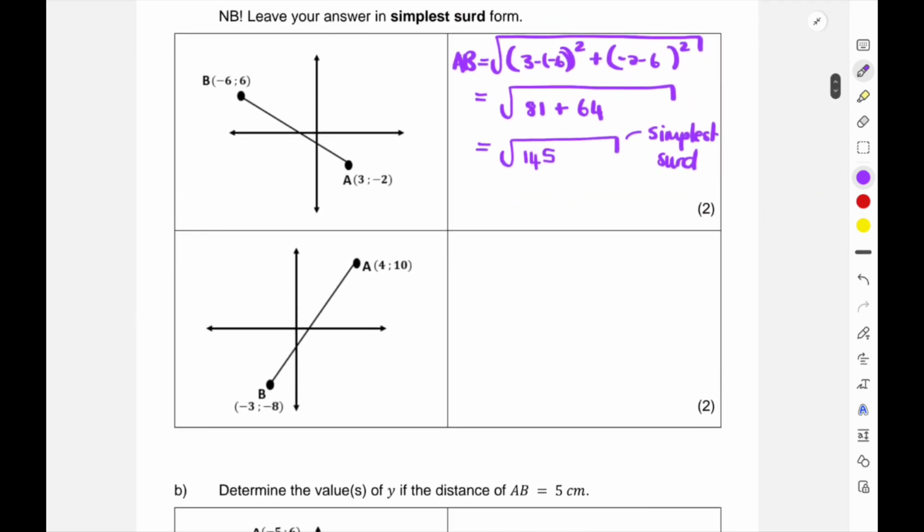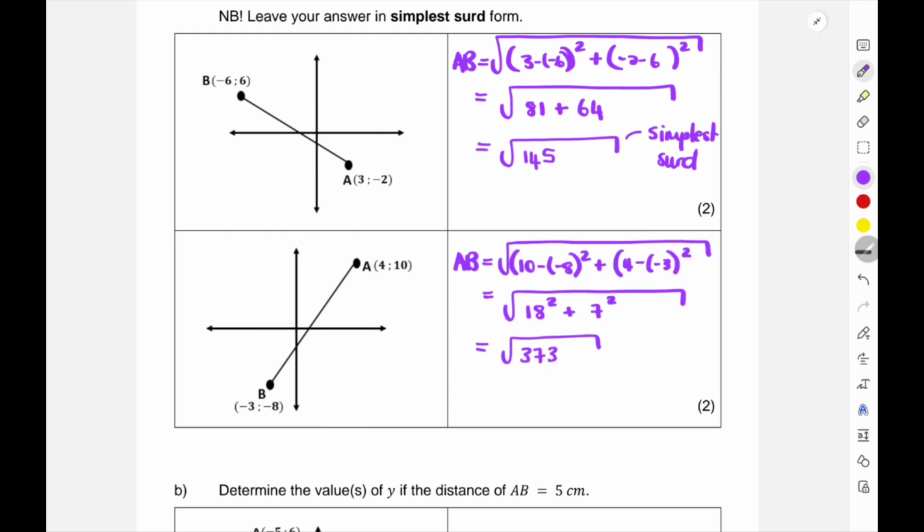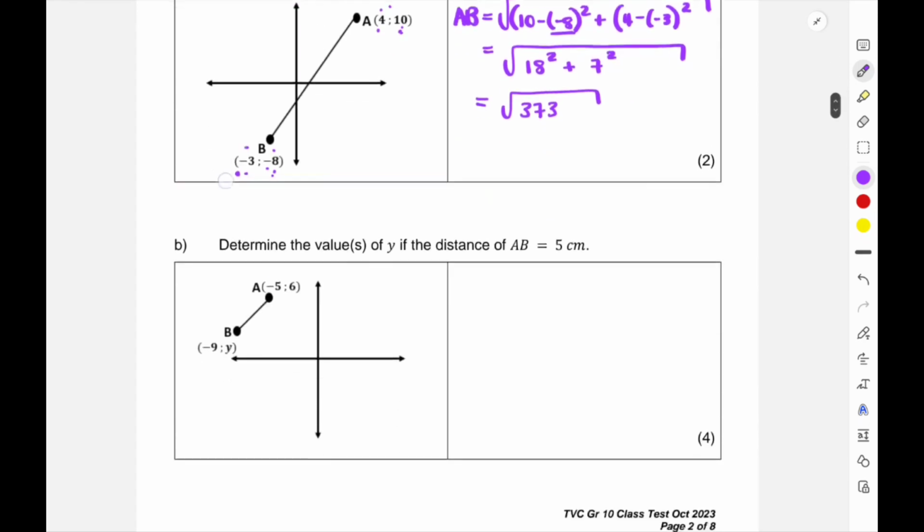Okay, then over here, I'm just going to quickly do it so as to not waste time. Okay, and that gives you simplest surd is the square root of 373. Okay, so just be careful for your double negative. So 10 minus 8. And 4 minus 3. Okay, you could have done it the other way around as well. You could have said minus 8 minus 10 and minus 3 minus 4. Doesn't matter. You could have then said 10 minus 8 over negative 3 minus 4. It doesn't matter. Because of that square, you'll always end up with the same answer as if you had to do it the other way around. Okay, and that is also simplest surd.